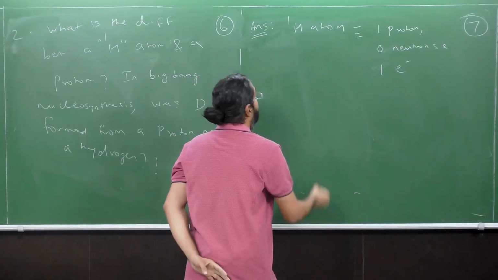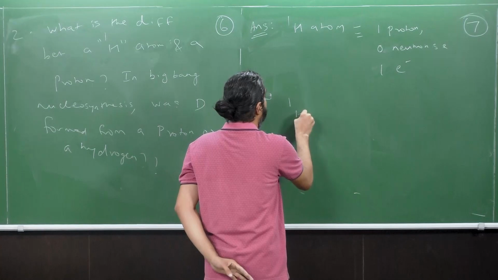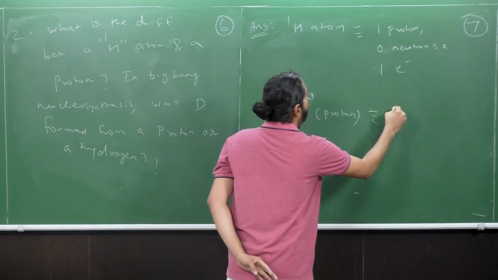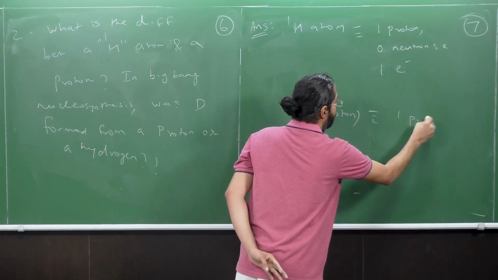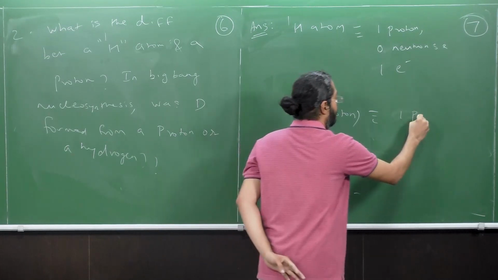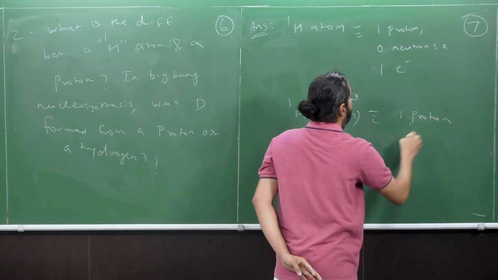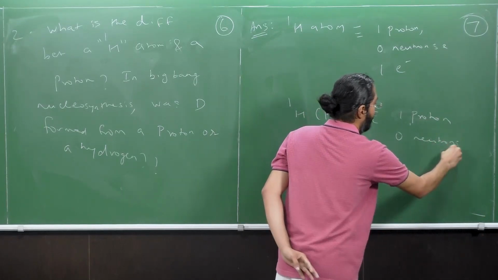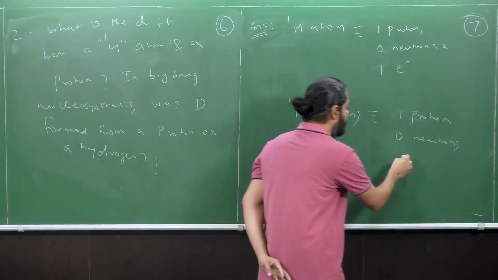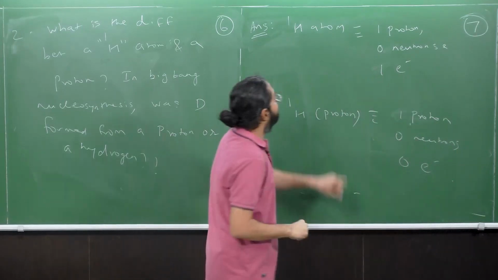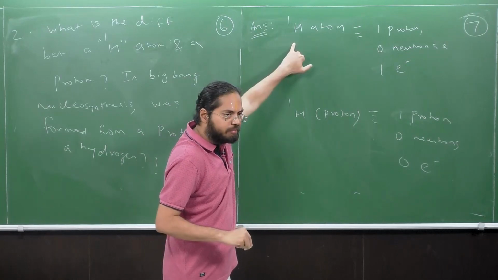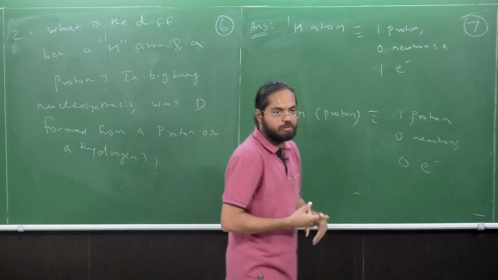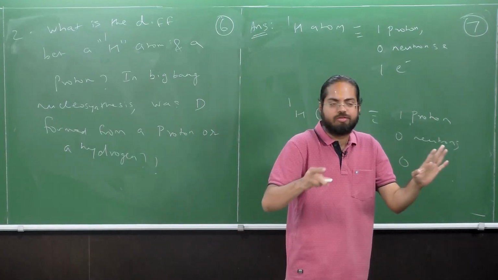But when I say proton, it of course has 1 proton, it has 0 neutrons, and the answer should be obvious now, it has 0 electrons. So the proton is nothing but the H atom stripped off the electron. Okay, this distinction is very clear to all of us.